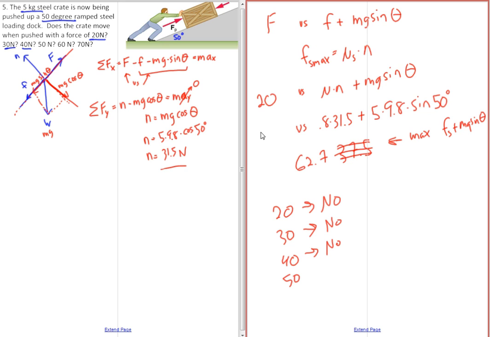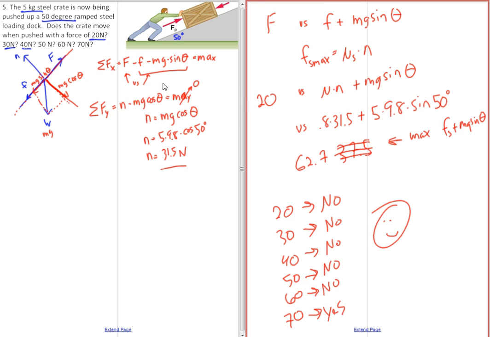So 40 newtons, if I'm pushing with 40 newtons, that's still not going to overcome that 62.7. I put it in for 50 newtons. Nope, it's still not going to overcome the static friction force. Okay, I push it with 60 newtons. No, that's still not going to overcome. But with 70 newtons, finally, yes. And we're happy because we're able to finish this problem.